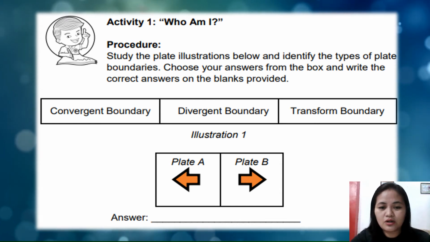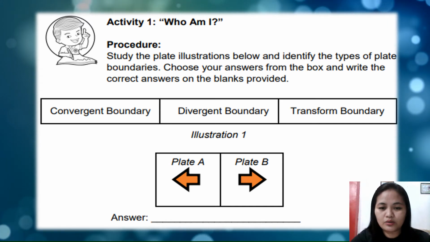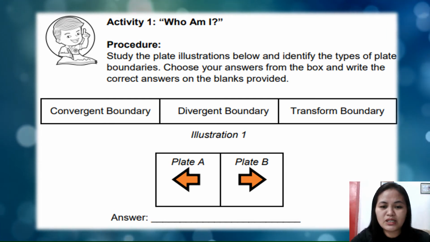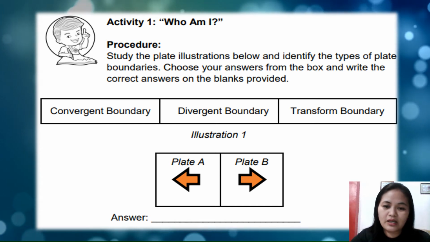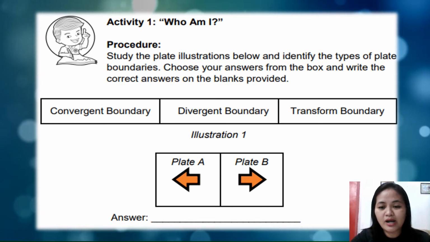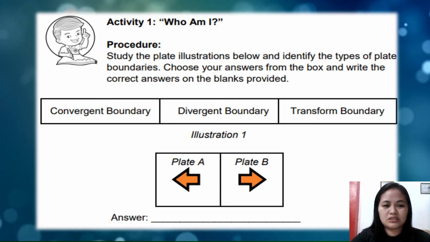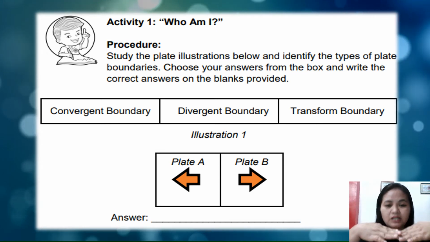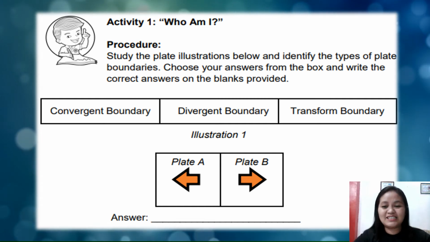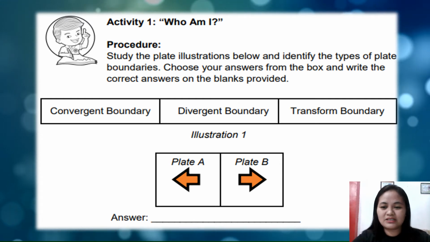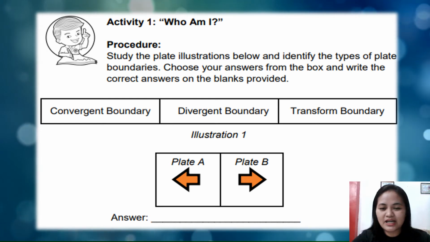So, focus on the arrows. What is happening between the two arrows? They are moving away from each other. Plate A is moving to the left and plate B is moving to the right, saying goodbye to each other. So what is your answer? Is it convergent, divergent, or transform boundary? Sinabi ko na yung sagot. Pag hindi mo na-gets, i-replay mo. That is the first item.